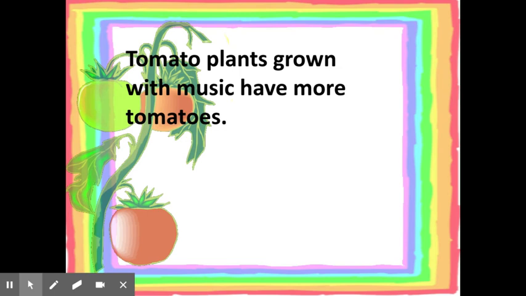Tomato plants grown with music have more tomatoes. What's the independent variable here? Take a second and see if you can identify the independent variable. If you guessed the music, you're correct. So the thing that's changed there is people don't normally play music to their tomato plants, right? And so that would be a thing that's being changed from the norm to try to see if it has a result.